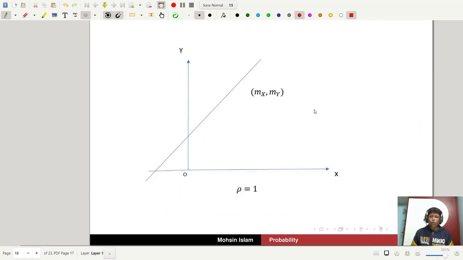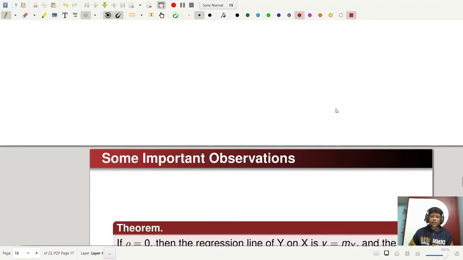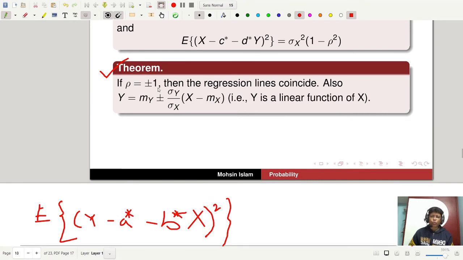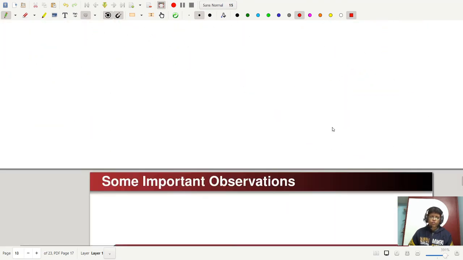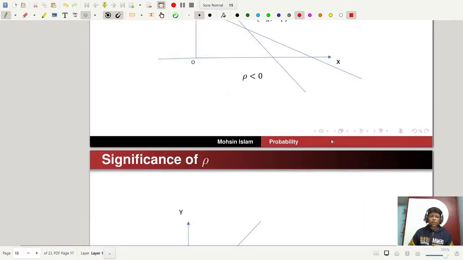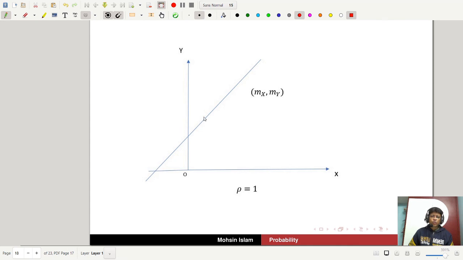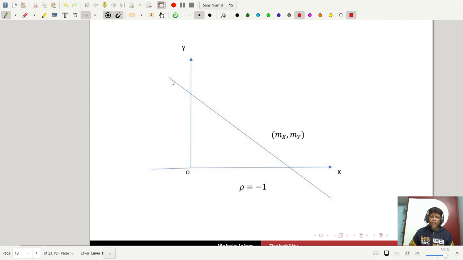And this is your rho equal to 1. If rho equal to 1, already I explained in the previous theorem, the regression lines coincide. And you get a linear relationship between y and x. Y is a linear function of x. So if rho equal to 1, you have a direct linear relationship between y and x, and the two lines coincide. And for rho equal to -1, negative slope, again the two lines coincide and you have a linear relationship between y and x.